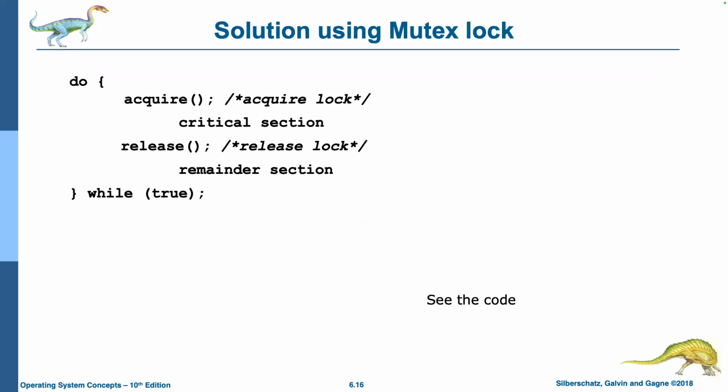Good. Okay, acquire solution using mutex lock. Acquire lock, the critical section, then release lock.